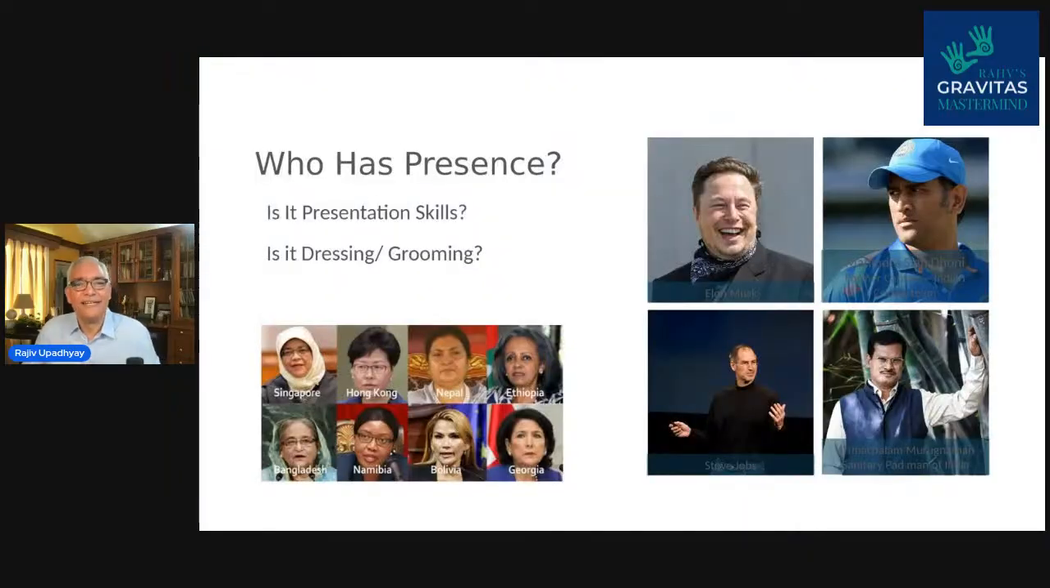So here are certain examples. Now, I've taken examples of these well-known personalities because everybody knows them, and we all agree that they have presence. Elon Musk or Mahendra Singh Dhoni or Steve Jobs. Maybe the last one is somebody that you might not know very well. His name is Arunachala Muruganathan. I'll talk about him in a little while.